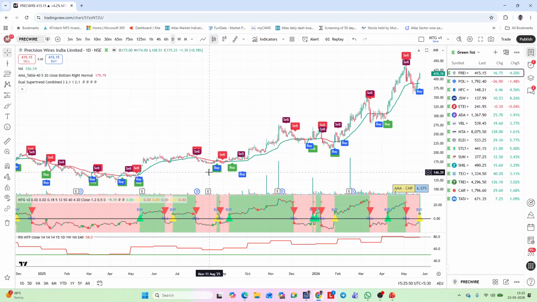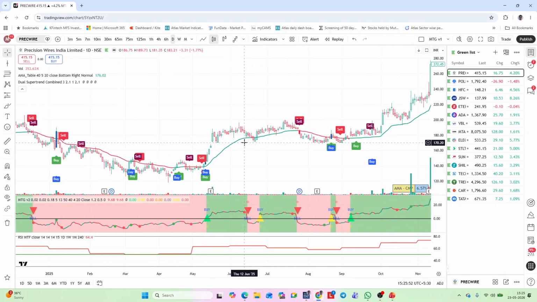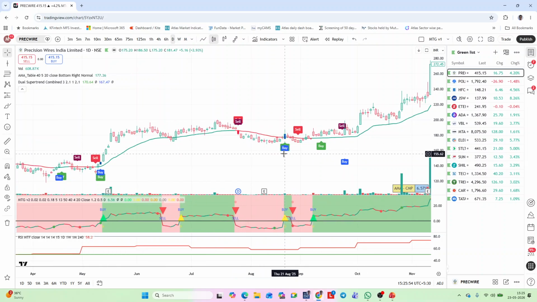Here the second buy signal came. So here the buy signal has come, and you will enter this trade. But what happened? Immediately the next day, or maybe the day after, a small candle formed below the AMA line again. So that is an unfortunate trade. You will book whatever small loss, 1-2%, and you will be away from that particular stock.